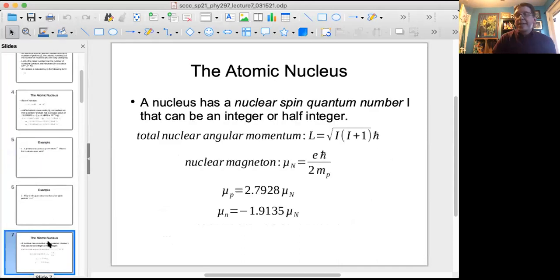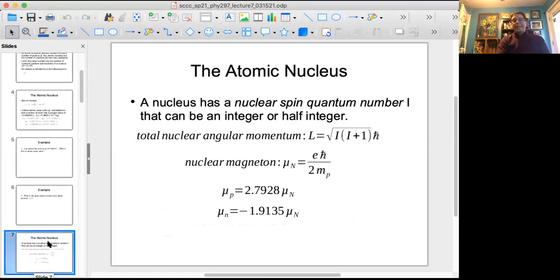So the atomic nucleus, much like the electron, has a spin. It has some angular momentum. It doesn't sit in place. It does rotate. So it has rotational kinetic energy, and it has angular momentum.